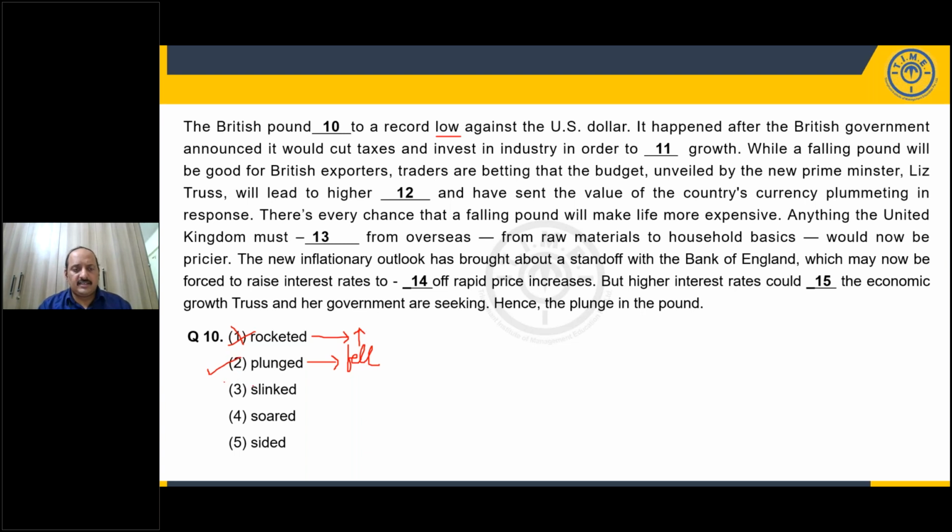Slinked, no. Actually, there's a typing mistake here. It is synced. But then it's not sinking. It's falling down. So 3 gets eliminated. Soared is again a rise. So that also gets eliminated.